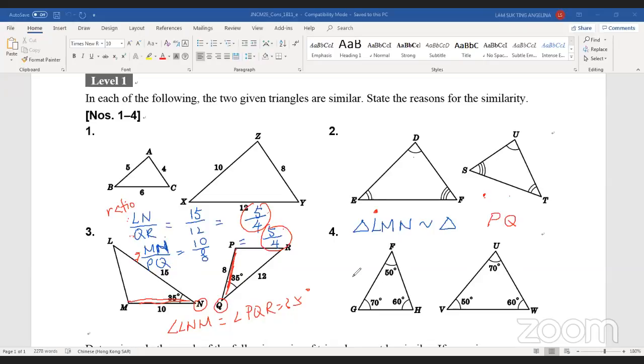Okay. Yes. And therefore, in this case, LN corresponds to QR. LN, N corresponds to Q, therefore R should be here.